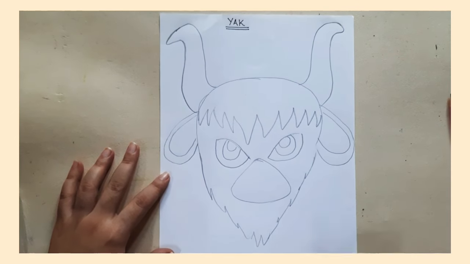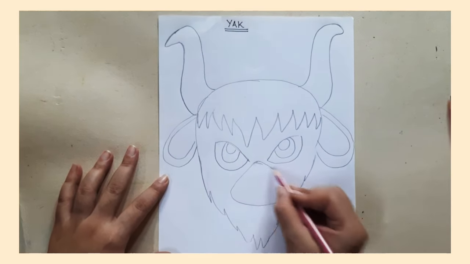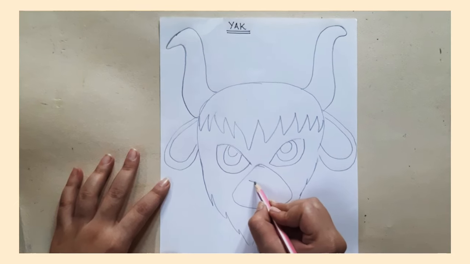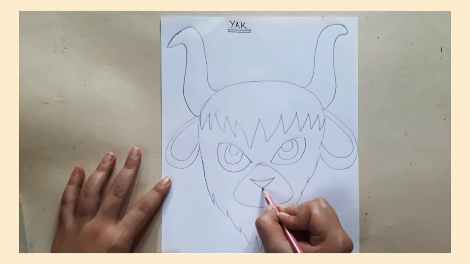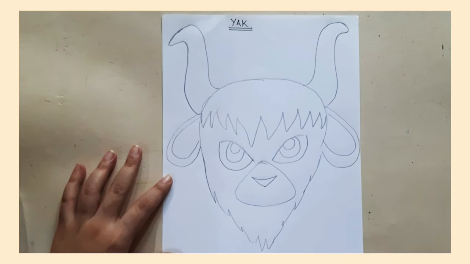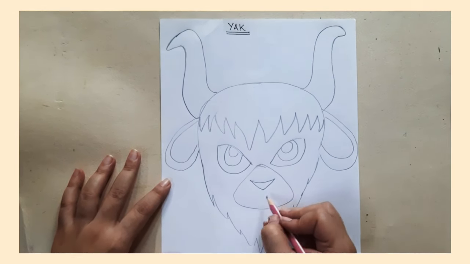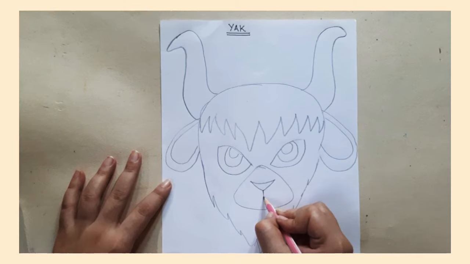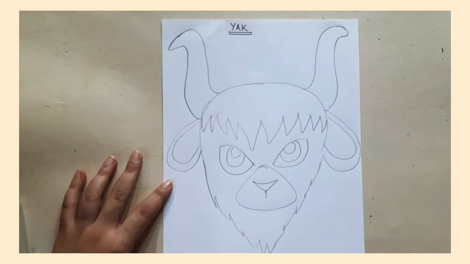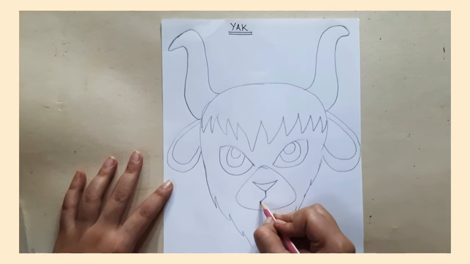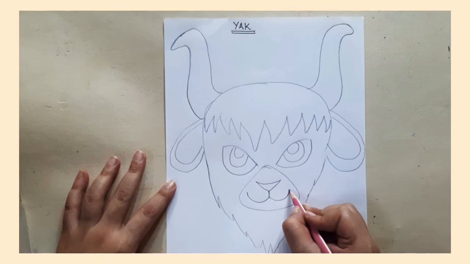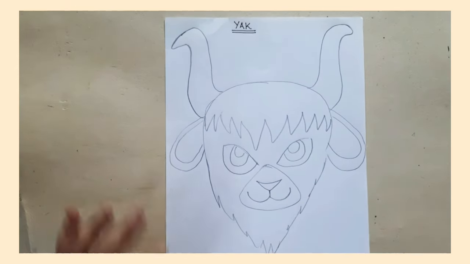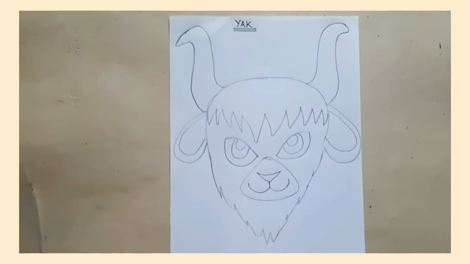Now see what we are going to do. In this triangle only, we will make the nose and the mouth also. So another triangle, pointed one, that's the nose. Okay? And from the nose, first draw one standing line. And make a curve. And now I think my yak is looking happy.